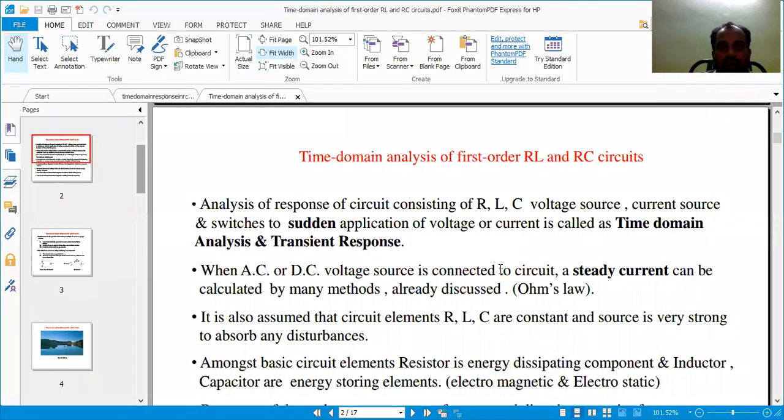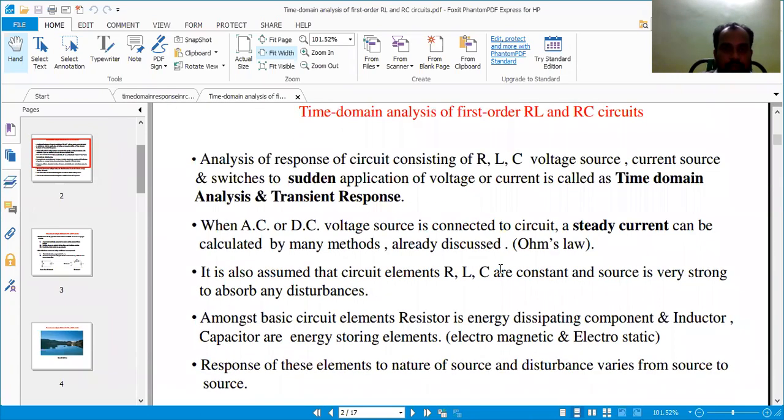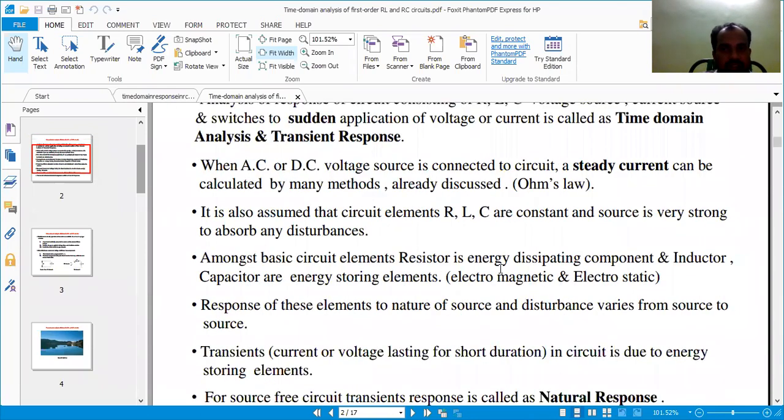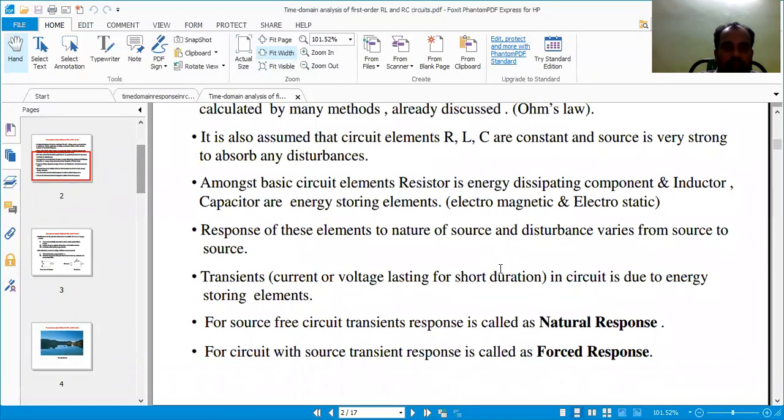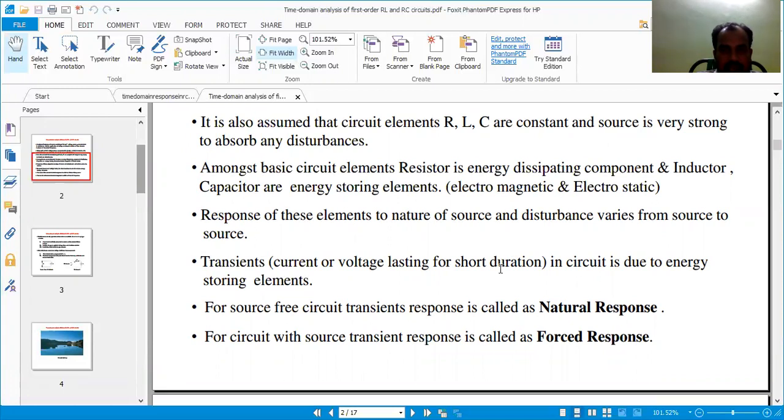Okay, the analysis of the response of a circuit consisting of RLC, voltage source and current source, due to sudden application of voltage or current, is called time domain analysis and transient response. When an AC or DC current or voltage source is connected to the circuit, the steady current can be calculated by many methods. Okay, it is also assumed the circuit elements RLC are constant and the source is very strong. Okay, the transient response in circuits is due to the energy storing elements. For source-free circuits, the transient response is called the natural response. For a circuit with a source, the transient response is called the forced response.